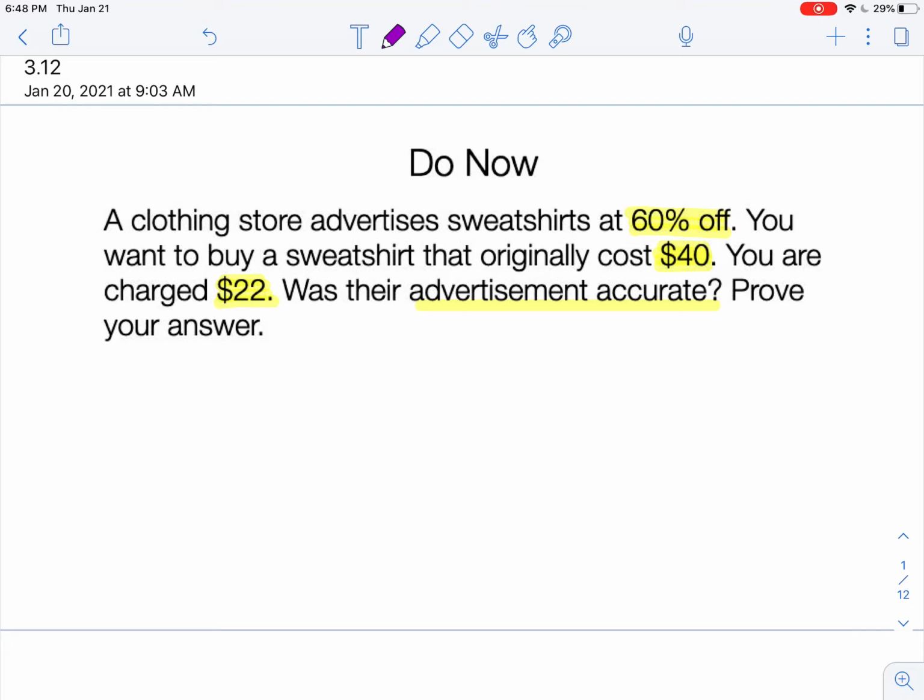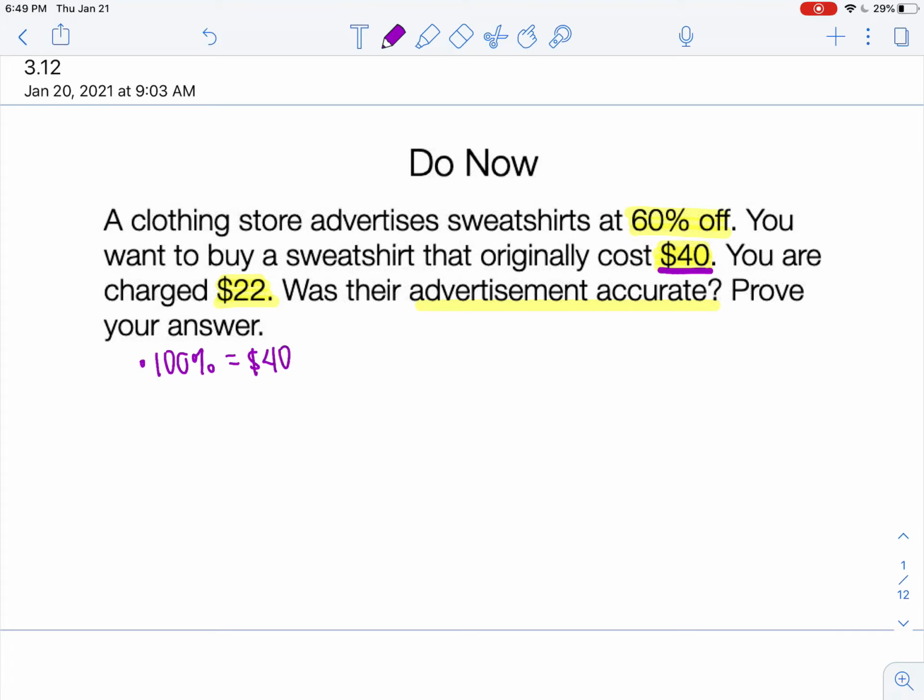So this is obviously a really important thing to know about percents. We need to be able to tell whether or not we're getting ripped off when a clothing store advertises a discount. So we know that the sweatshirt originally cost $40. And so one way to interpret that is that 100% of the cost was $40. That was the original price. So I'm going to go ahead and write that down. I'm going to take some notes to help me. 100% of the cost is $40.